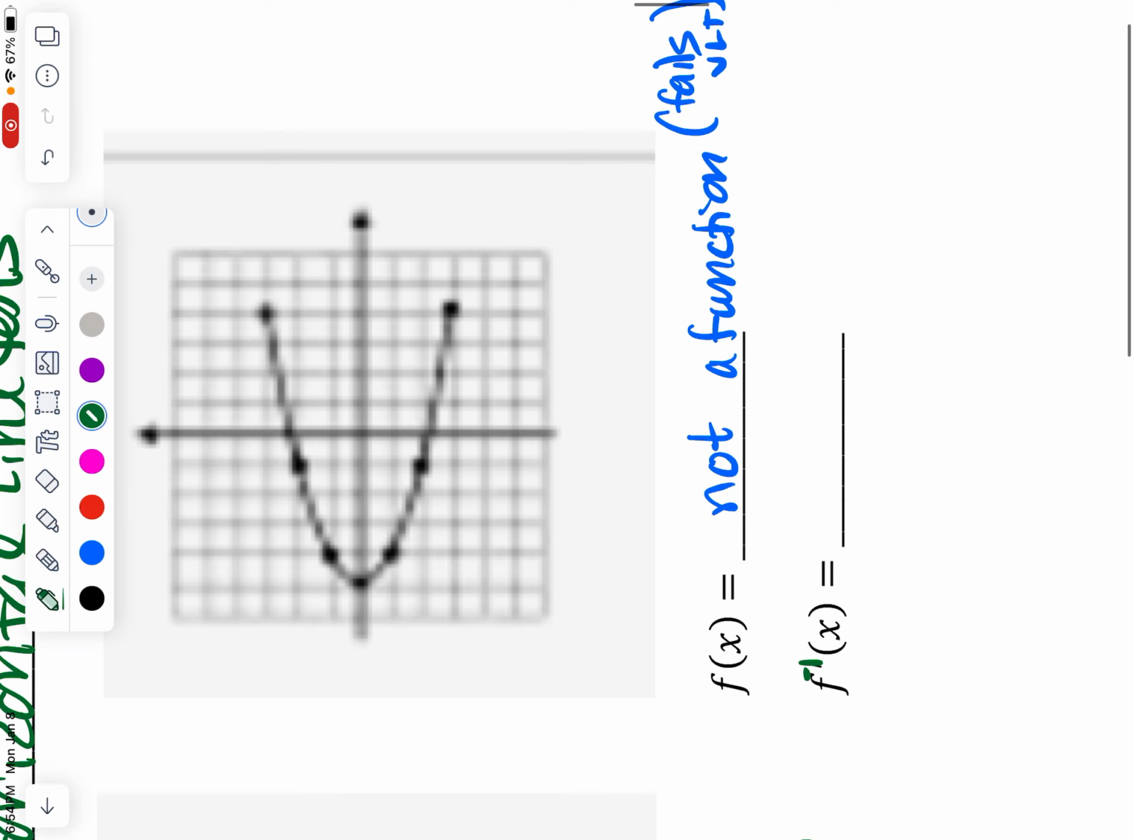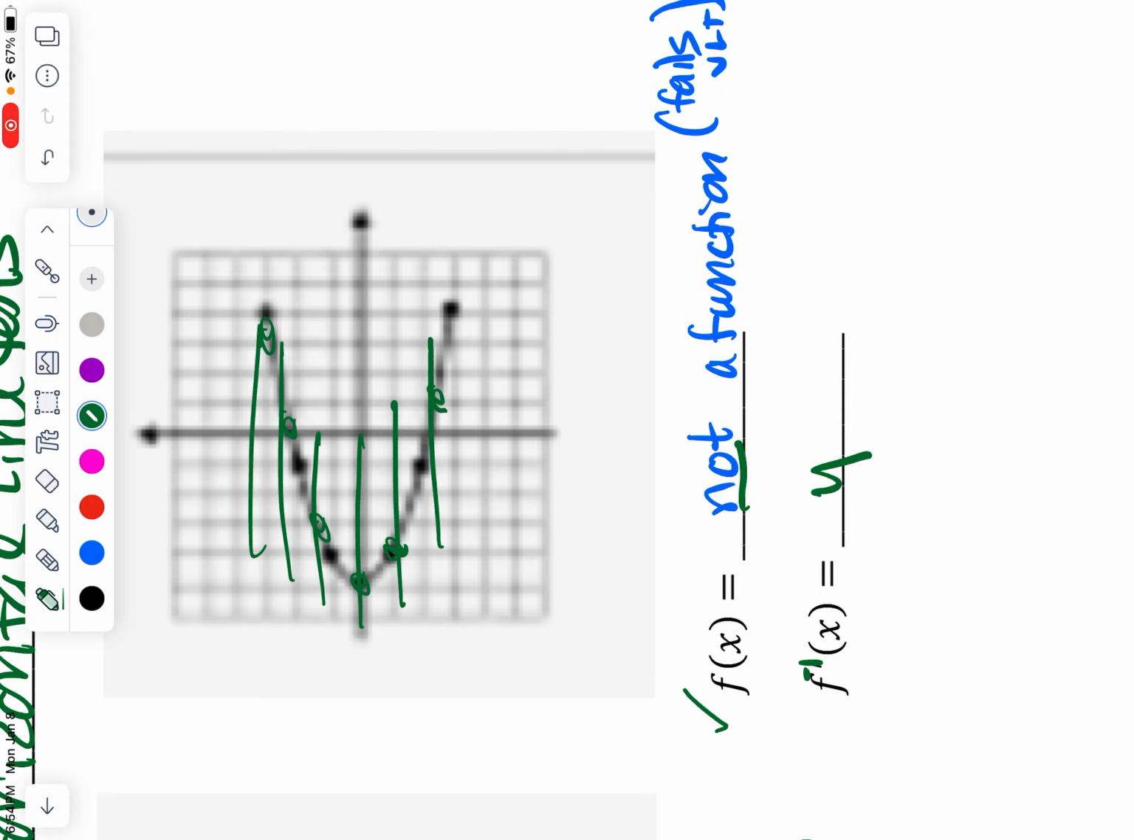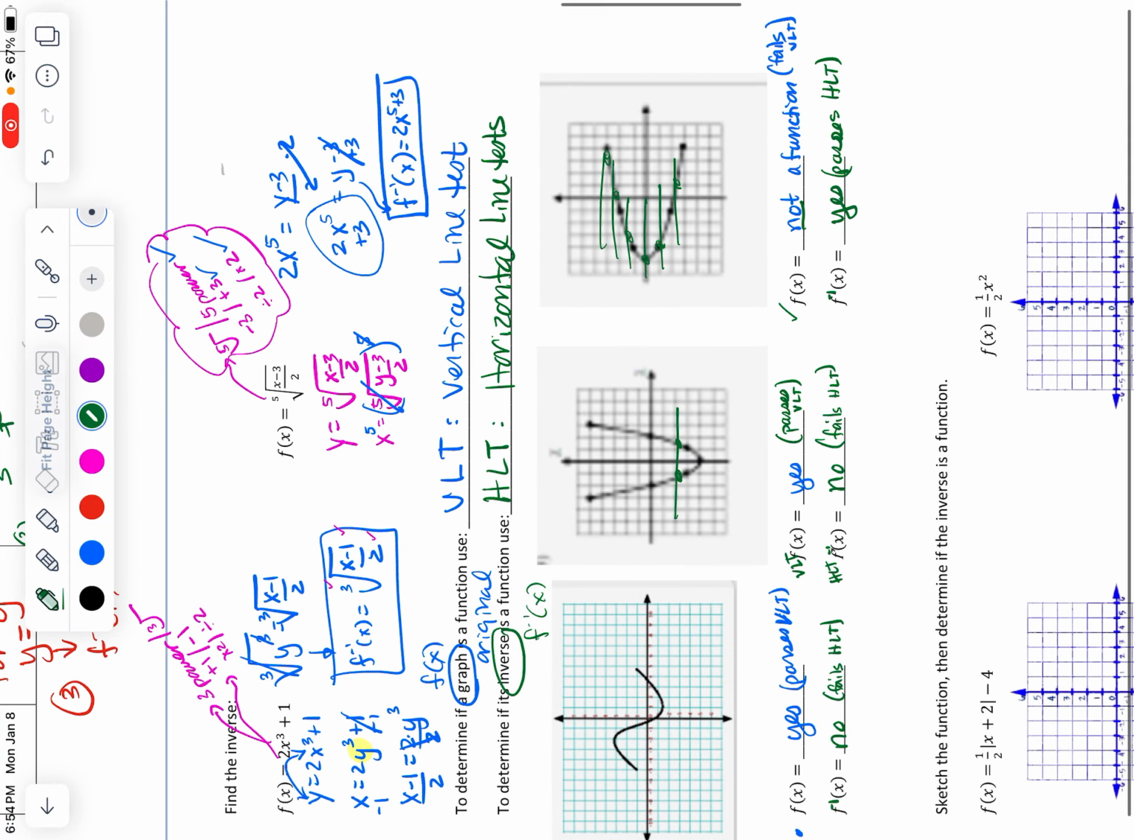So on this last one, if we did a horizontal line test, it would only ever cross this graph in one spot at a time. So it passes the horizontal line test. So even though this one failed the vertical line test and was not a function, the inverse actually is a function because it passes the horizontal line test. So if you understand the vertical line test, this is absolutely not different.